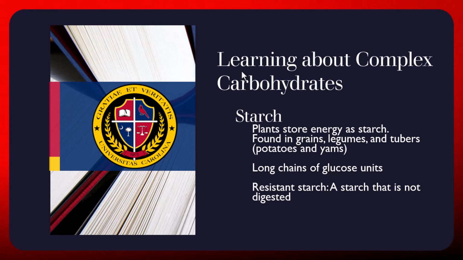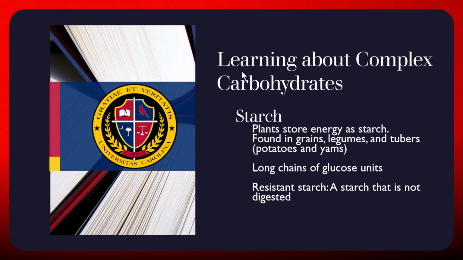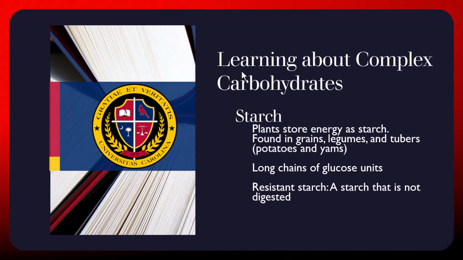So as we dig a little deeper about complex carbohydrates, we can learn about starches. Plants store energy as starch. It's found in grains, legumes, which are beans, and tubers, like potatoes and yams. These are long chains of glucose units, and there is something called a resistant starch, a starch that is not digested.